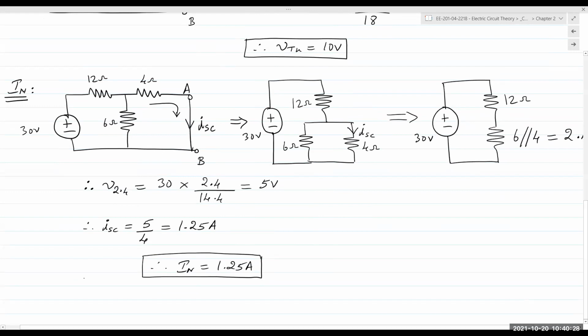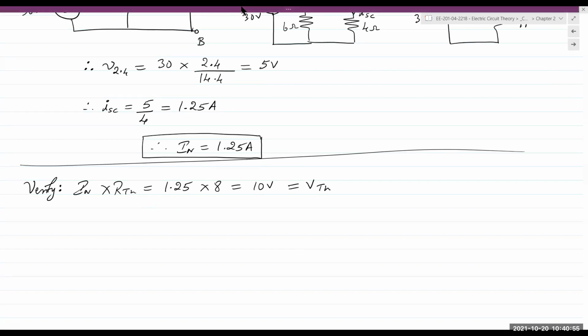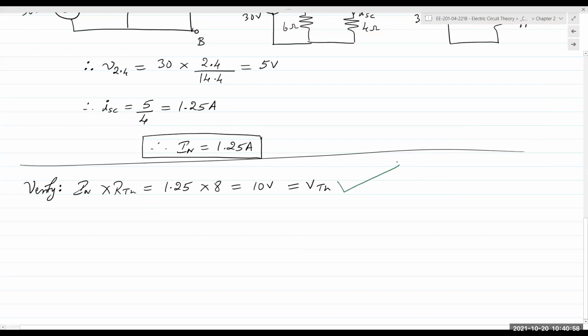Our final verification can be done using Ohm's law. You have IN times RTH. IN is 1.25. RTH is 8. The answer is 10 volts, which is actually equal to our VTH. So our answer is verified.